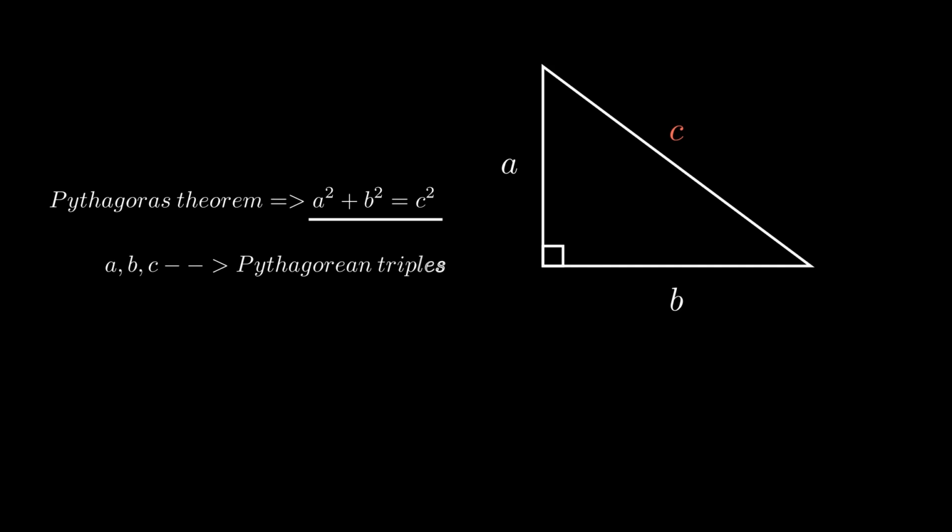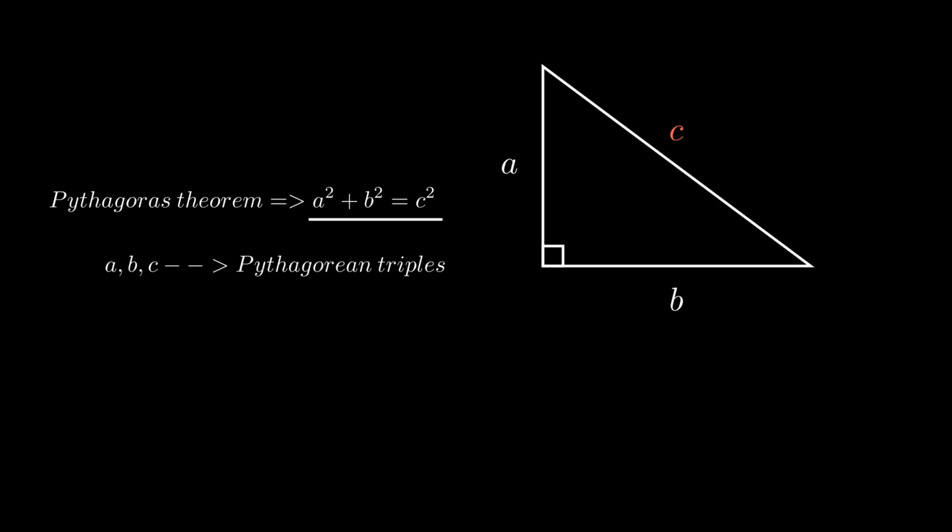We all know the very famous Pythagoras theorem, a squared plus b squared equals c squared. And these three integers a, b, c from this equation are called Pythagorean triples. Our task is to find Pythagorean triples. So go ahead, try to think of three integers a, b, c that might work in this theorem.